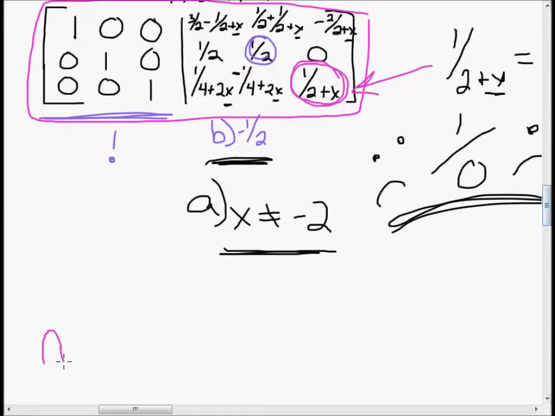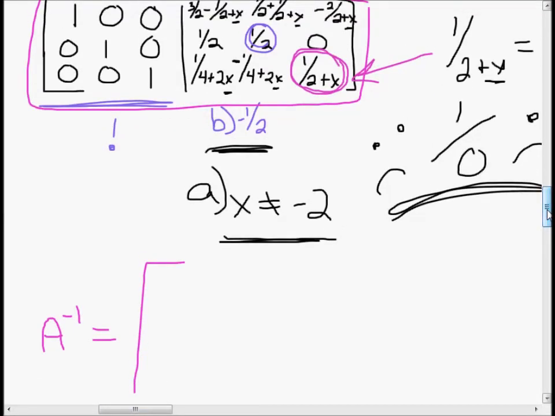The inverse of the matrix A is the matrix, and I'm going to try to have enough room that I can really draw this. The first row is 3 over 2 minus 1 over 2 plus x, 1/2, and 1 over 4 plus 2x.